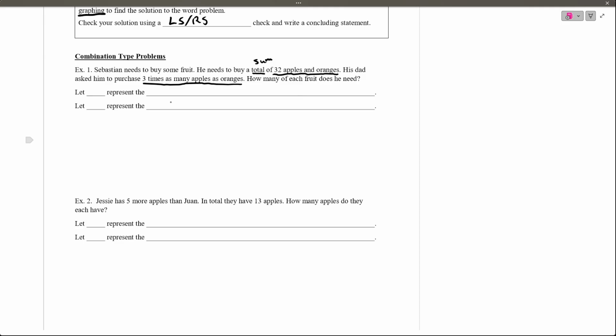So when you're trying to do your let statements, remember we're trying to create variables. So the goal here is to define variables that represent our unknown values. Well, the question actually tells us what the unknown values are this time. How many of each fruit does he need? So our let statements are going to be simply let X represent the number of apples purchased.